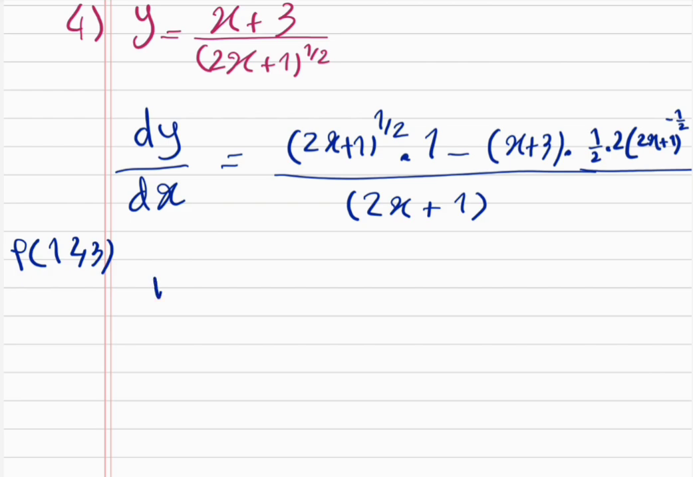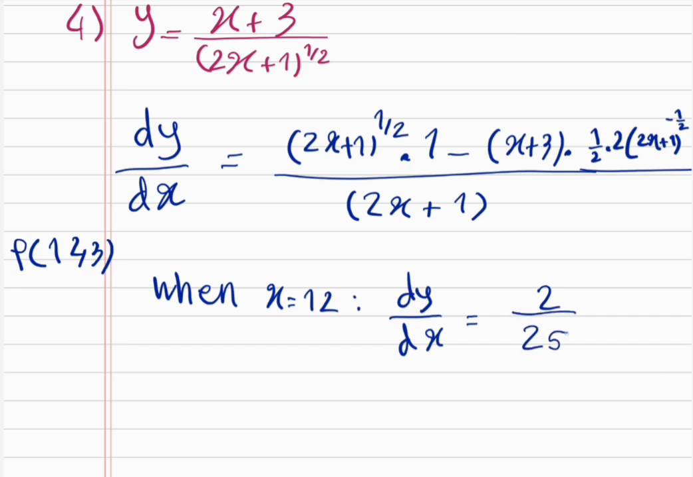So we can write when x is 12, then dy/dx is going to be, so if you substitute 12, and if you like, you can calculate that. But yeah, when we substitute 12 into dy/dx, we'll get 2 over 25 for the value of the gradient. And that's it. That's the answer to this question.